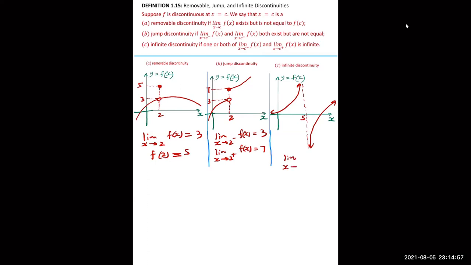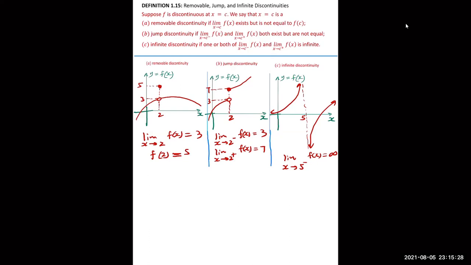The limit as x approaches 5 from the left-hand side of f of x is equal to plus infinity. So we can immediately conclude that by this definition, we have an infinite discontinuity at x equals 5. If one of these limits is infinite, you have an infinite discontinuity at that point. Again, let's recall this.